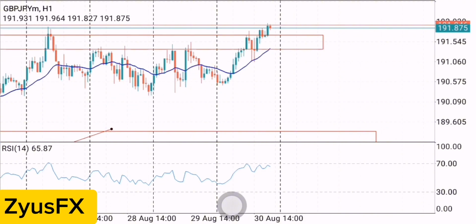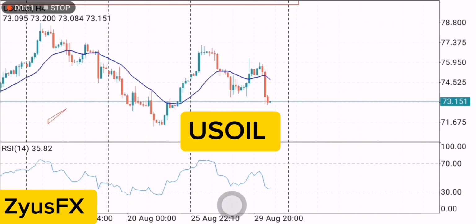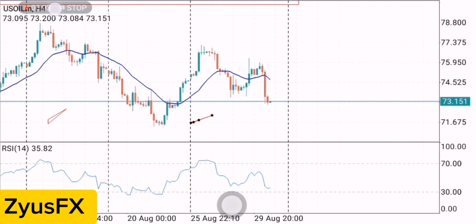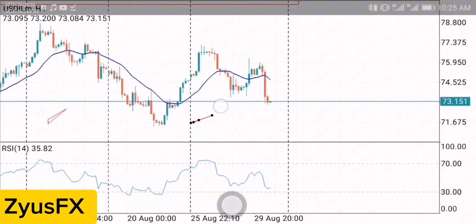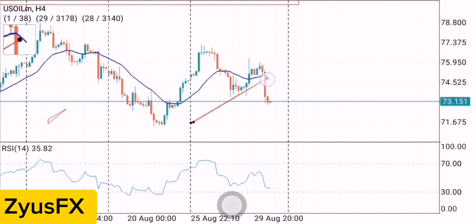Let's move on to the second pair. The second example is on US oil. So I will identify this. The trend is down from the 4-hour perspective. Price has been pushing bearish.